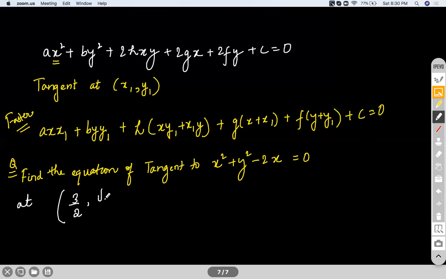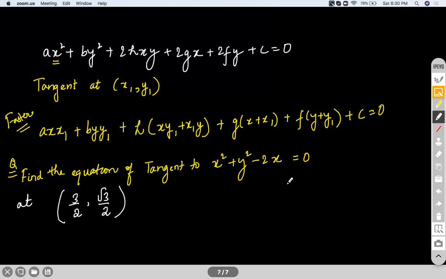Let me check. This point lies: 9 by 4 plus 3 by 4 minus 3. Oh yeah, it lies. Fast. You should give me the answer within 10 seconds.